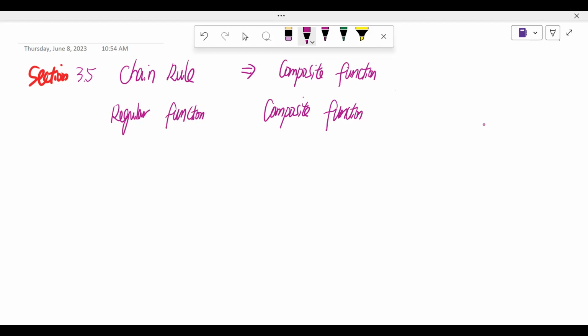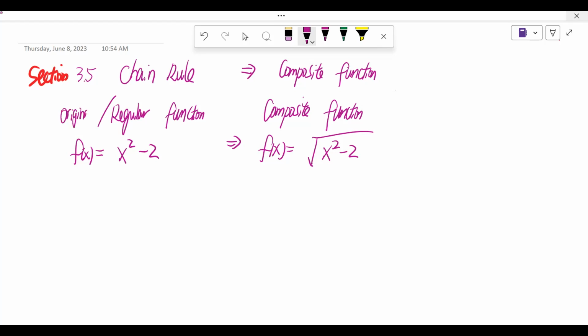For example, let's say we have the original function x squared minus 2. This is a regular function. So what does a composite function look like? It will be f of x equal to the square root of x squared minus 2. So now this is the original function, a regular second degree polynomial function, and the composite function becomes a radical function.